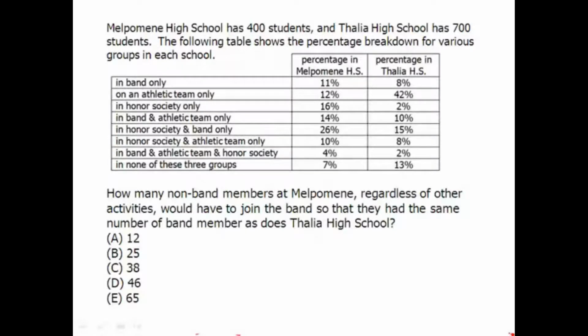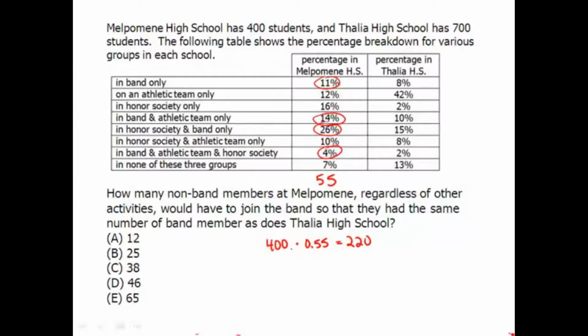So, Melpomene High School, if we look at the band, we have 11% and 14% and 26% and 4%. And all those together add up to 55%. What is 55% of 400? Well, 400 times 0.55, and that would be 220. So that's the band at Melpomene, 220 students.